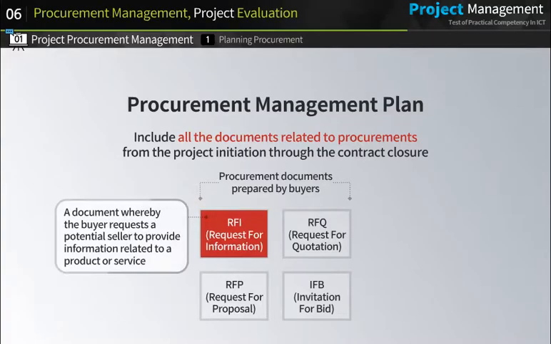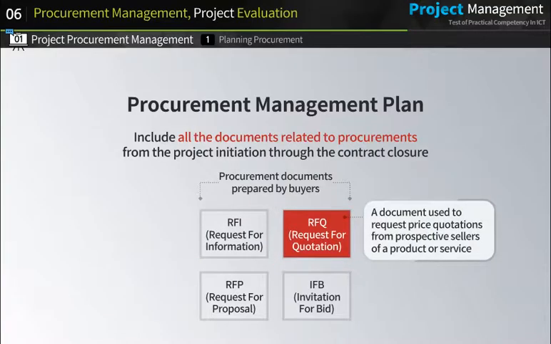An RFI is a type of procurement document whereby the buyer requests a potential seller to provide information related to a product or service. An RFQ is a type of procurement document used to request price quotations from prospective sellers of a product or service.